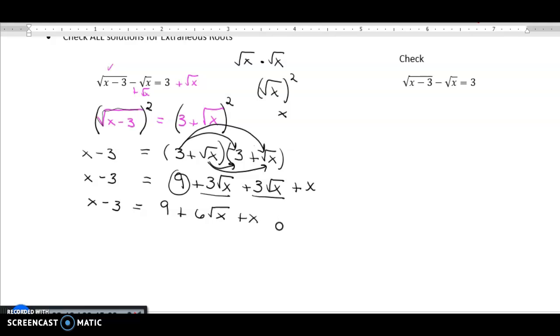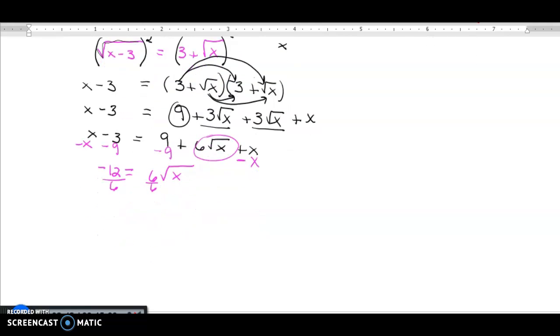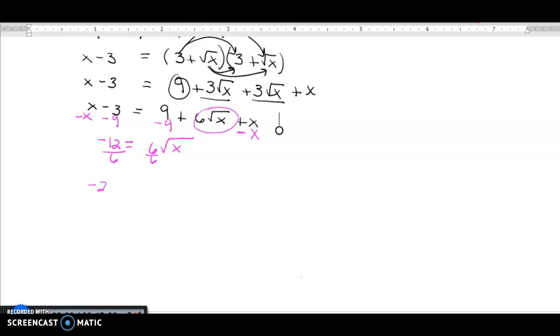Now I want to solve for x, and notice I still have a radical in my problem. So now I'm going to isolate this radical. I want to get it all by itself. So let me subtract 9, and subtract x from both sides. So I have negative 12 equals 6 times the square root of x. Divide by 6, divide by 6, and now we're down to negative 2 is equal to the square root of x.